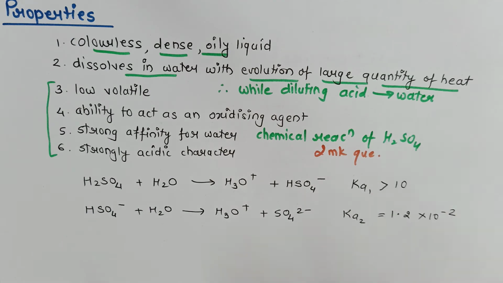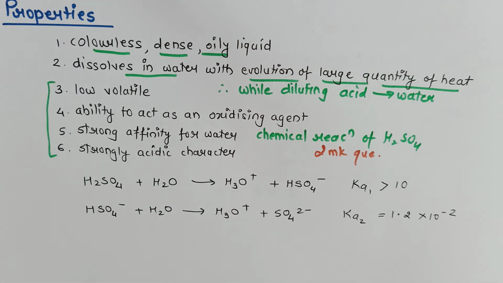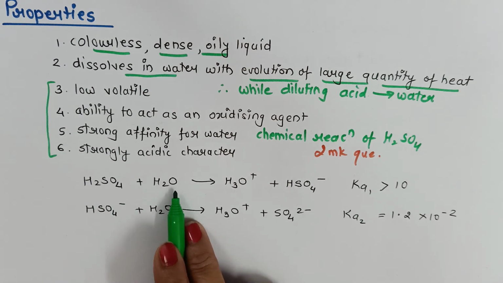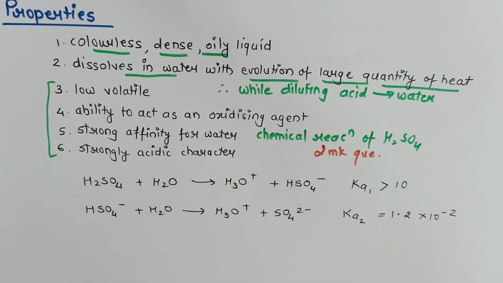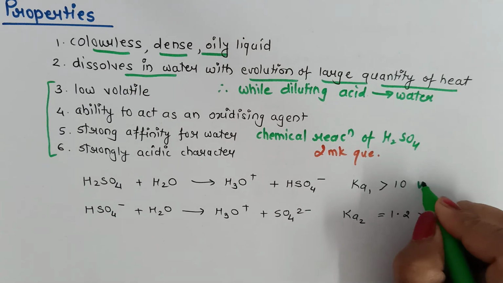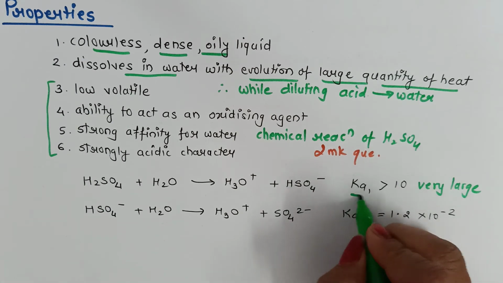Okay, so first of all, here I am going to explain why sulfuric acid is strongly acidic in nature. When sulfuric acid is diluted, it will result in the formation of hydronium ion and HSO4 minus. HSO4 minus is a very strong conjugate base. Sorry, it's a weak conjugate base. Ka for this process is very large, it is even greater than 10.